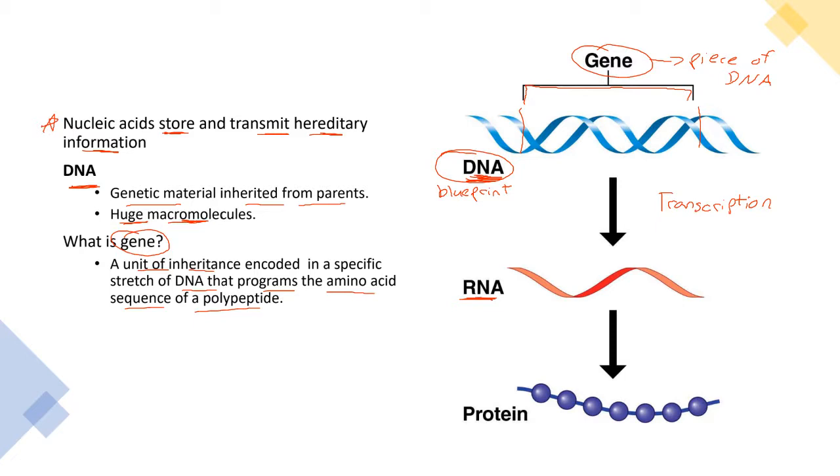Once we have RNA, the RNA can exit the nucleus of a cell. It finds a ribosome, and the ribosome is going to read the mRNA and make it into a protein. And that process is called translation. Why translation? Well, think about this, right?